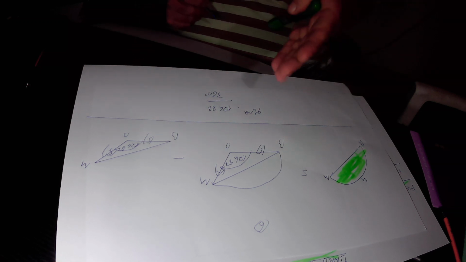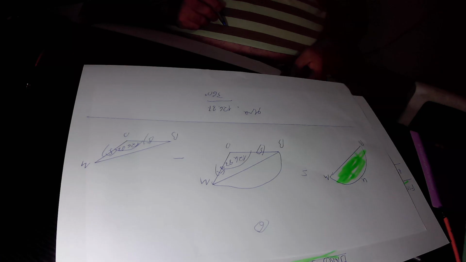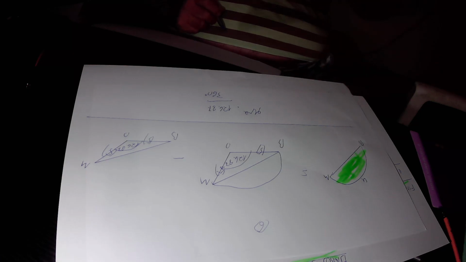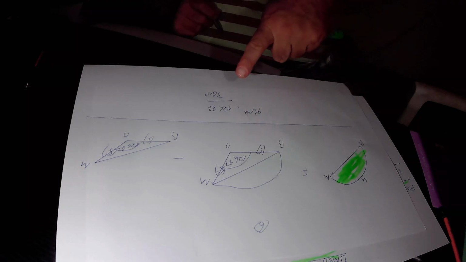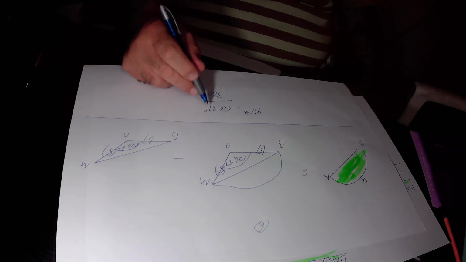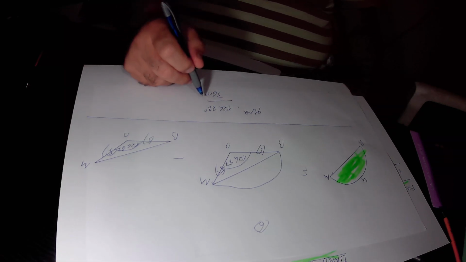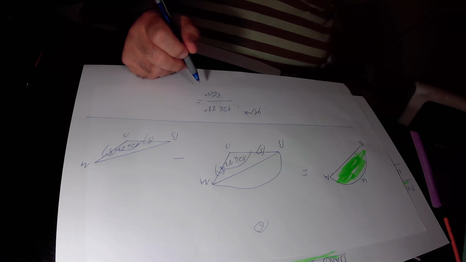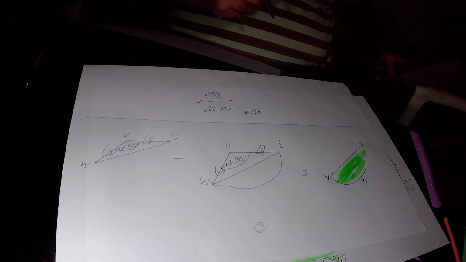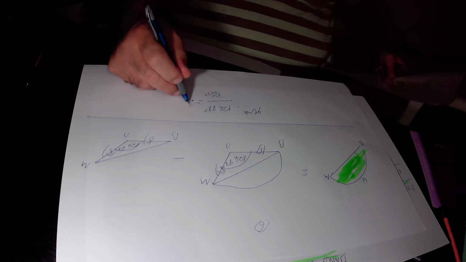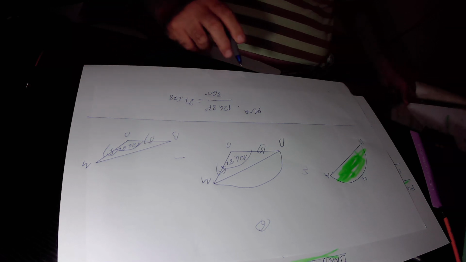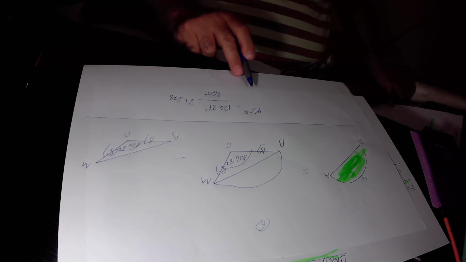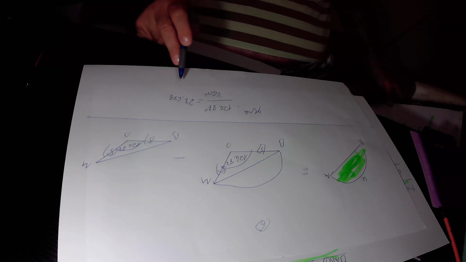Then again, the area of this sector OBM equals pi r squared times 126.87 degrees over 360 degrees. The value of this expression equals 27.67 square units in its size.